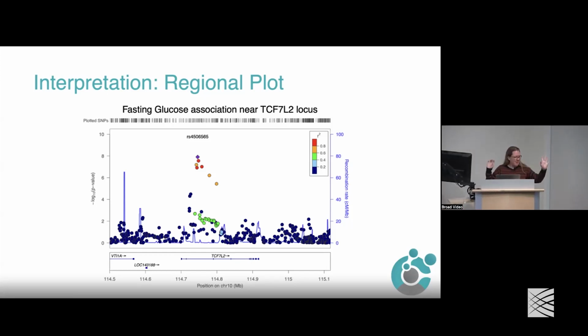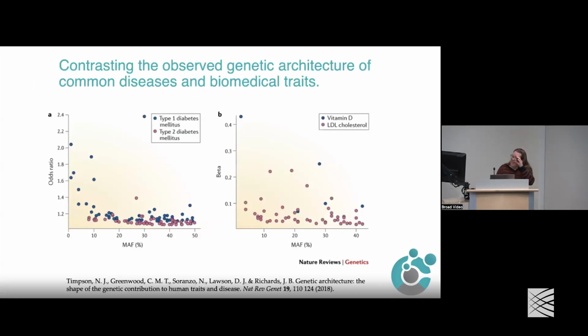Next primer, if you're going to be learning about eQTLs, the idea of things at the regional level will become really important. Finally, we're going to go into a couple different themes next. I wanted to contrast the observed genetic architecture of common diseases and biomedical traits. This is from a review in Nature Reviews Genetics from 2018 called Genetic Architecture: the Shape of the Genetic Contribution to Human Traits and Diseases.